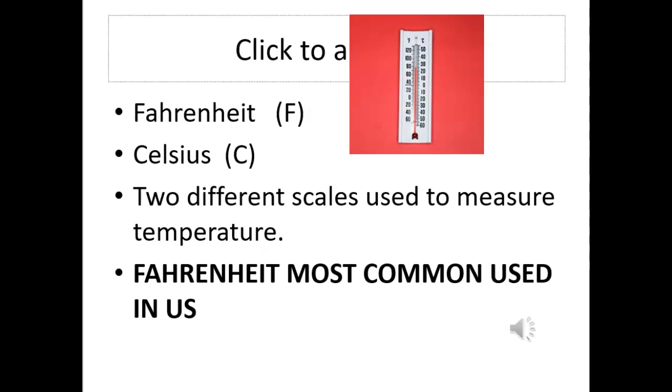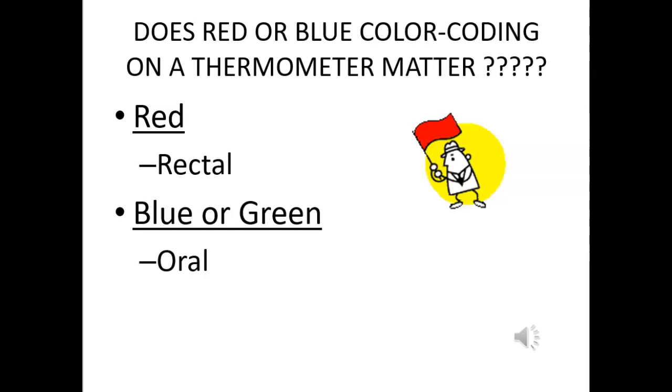Okay, it's good to know Fahrenheit and Celsius. These are two different scales that are used to measure temperature. Most commonly used in the US is Fahrenheit. Here's a question for you. Does red or blue color coding on a thermometer matter? Yes, it does. Red is rectal, so you should think danger, warning. We don't want to put a red probe in somebody's mouth. And blue or green can be used for oral.